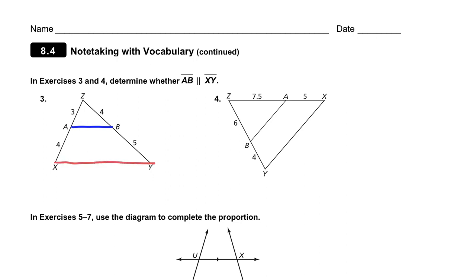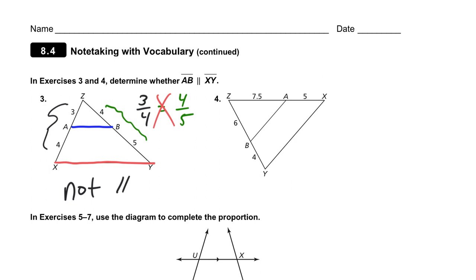So I'm going to look at the same side. I'm going to look over at this side first. I want to compare my 3 with my 4 on that side with the 4 and the 5 on the other side. And are these fractions the same? No, they're not. So that means they are not parallel.